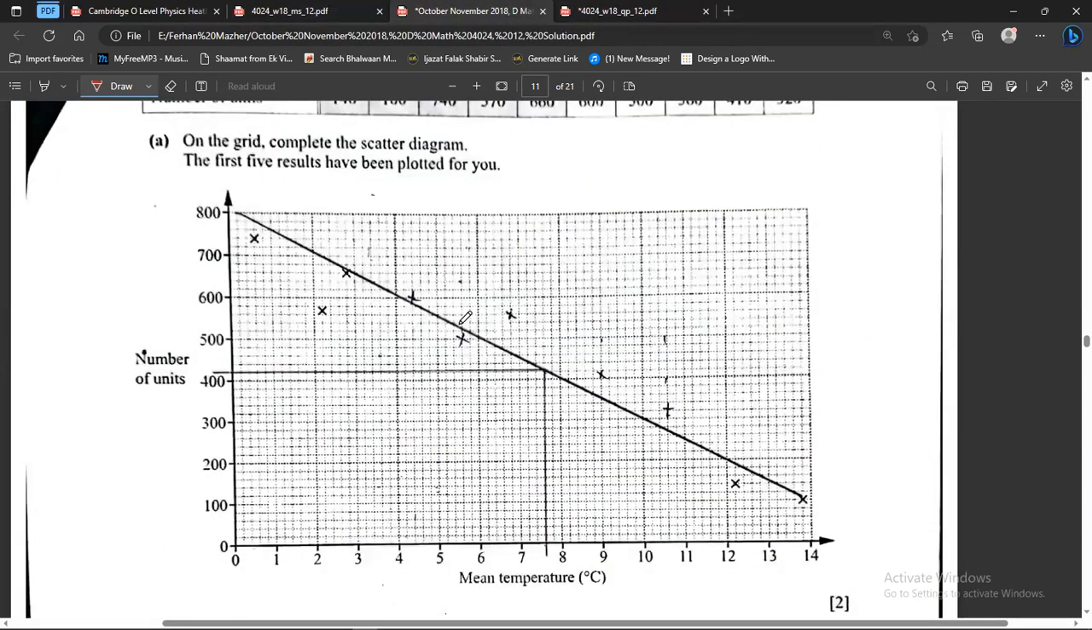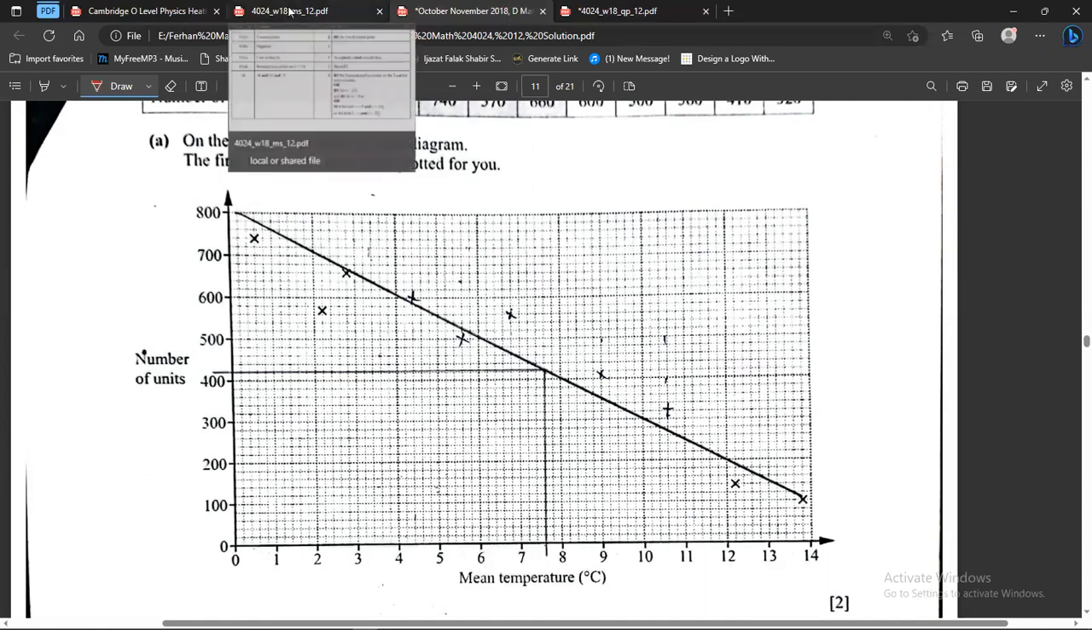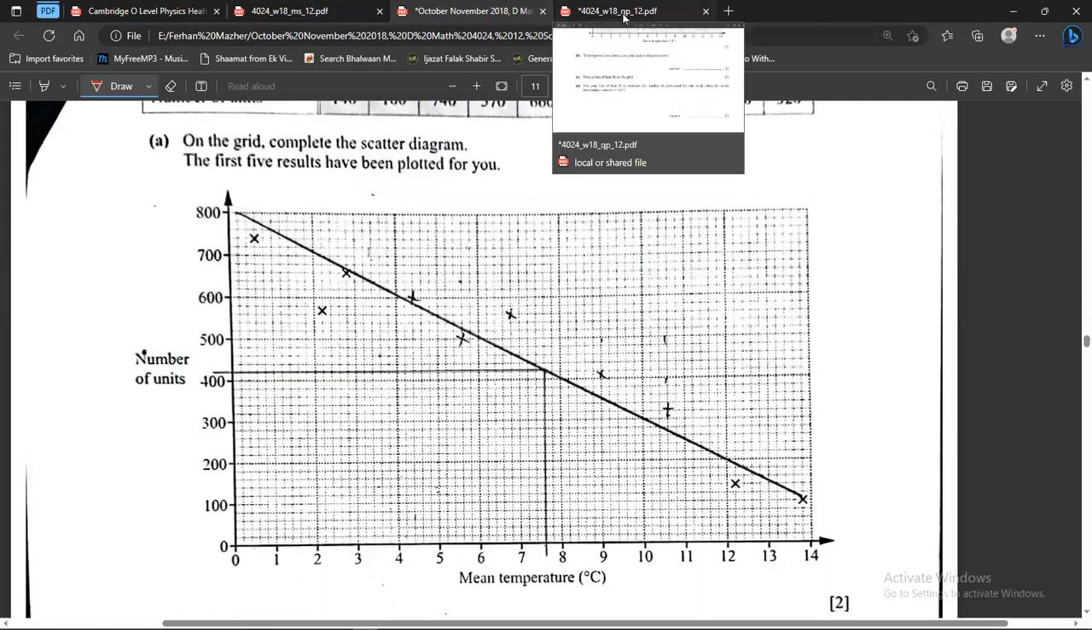You can see here I have tried to draw a line of best fit. The rule for this is that you draw a line of best fit in such a way that the number of points left above that line and below that line are almost the same. So that is how you draw the line of best fit in this scatter diagram.